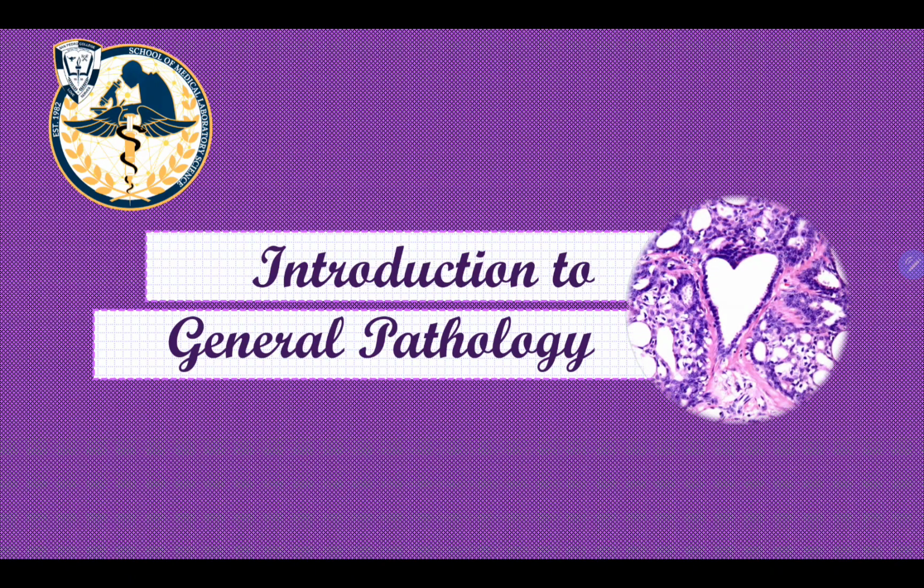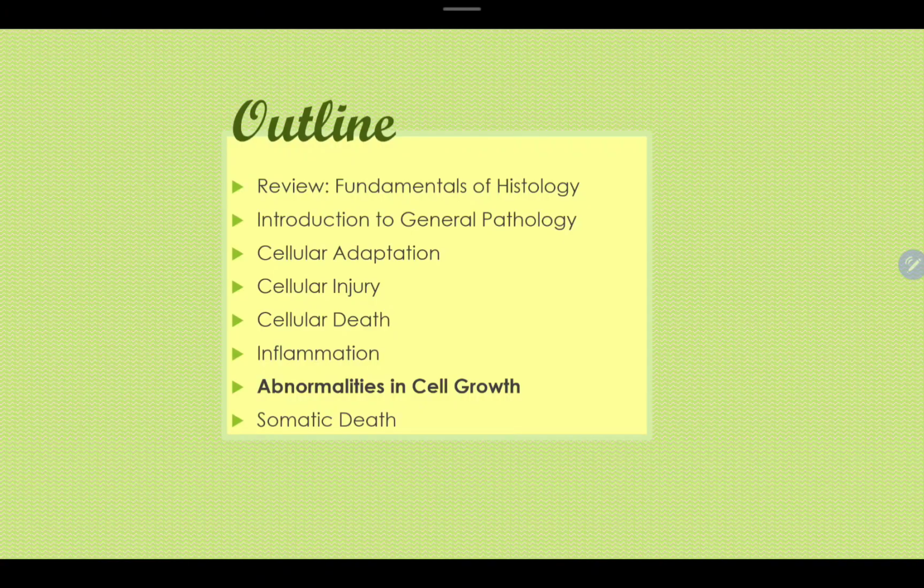Today, we're going to talk about the Histopath lecture topic number 5, titled Abnormalities in Cell Growth. For you to better understand the abnormalities in cell growth, I hope you reviewed your cellular adaptation, because the abnormalities in cell growth topic is the continuation of your cellular adaptation.